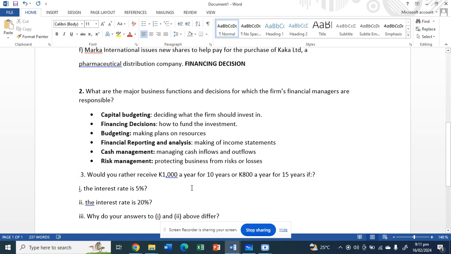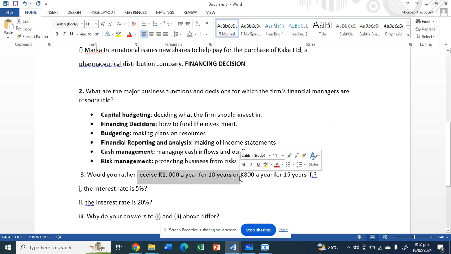So, here the way we can analyze this is, let's get the present value of this stream of cash flows, and we also compare it with the present value of this stream of cash flows. So the first thing we'll do, yes, you calculate for both. Yes, 5% for this one and 5% for this 800 a year for 15 years.